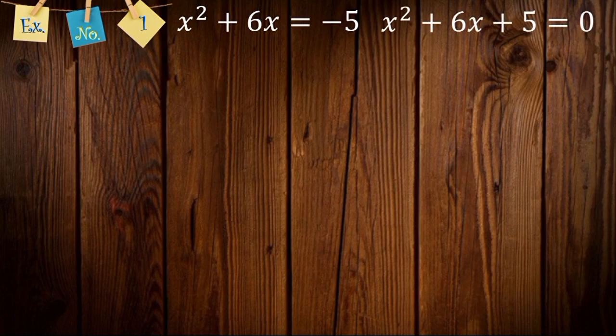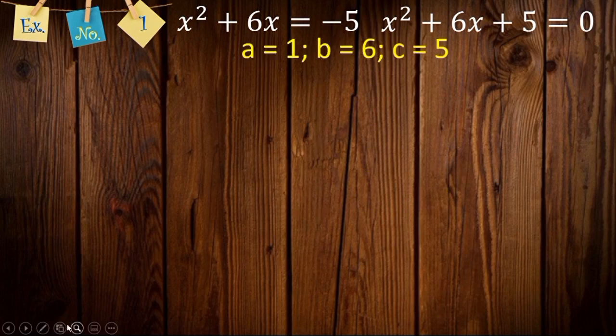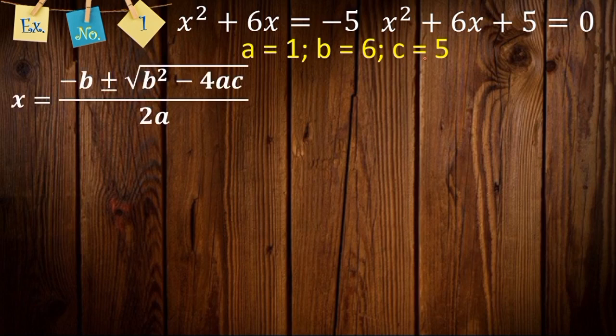Okay, so we have now x squared plus 6x plus 5 equals 0. We just simply transpose negative 5 to the left side of the equation. That's why we have x squared plus 6x plus 5 equals 0. Then, identify the values of a, b, and c from the standard form. So we have a is 1, b is 6, and c is 5. And then, rewrite the formula. Always rewrite the formula to avoid mistakes or errors, and for you to memorize and remember it.